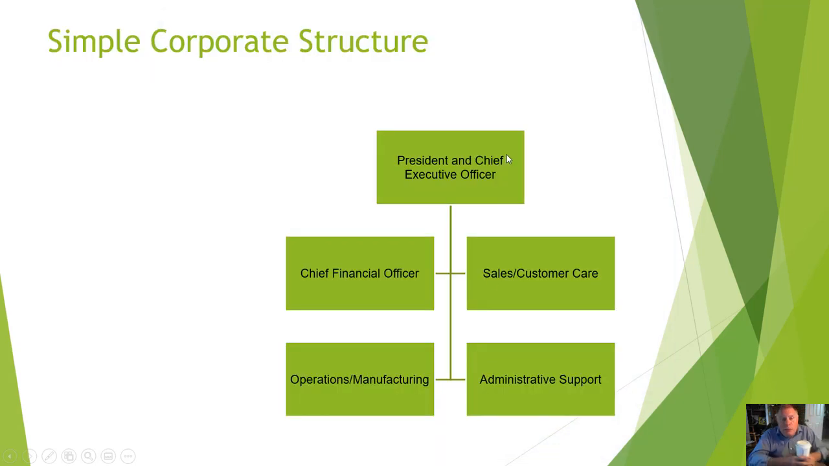On a very simple corporate structure, which is what you see in a lot of businesses, and which can be expanded, you have the president, CEO, and chief financial officer, who has become more and more important in every corporation. Then we always have somebody in sales or customer care, and then operations or manufacturing. And then administrative support, being HR, technology, buildings. For those of you that have worked in a restaurant, sales and customer care is the front of house.